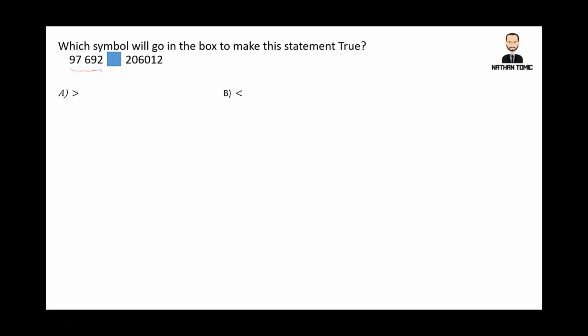So of the two symbols we have, A is the greater than symbol because the big gap is on the left-hand side pointing to the smaller gap on the right. And B is the less than symbol because on the left-hand side we've got the pointy bit and on the right-hand side we've got the big opening. So which of these two numbers is bigger or smaller than the other?